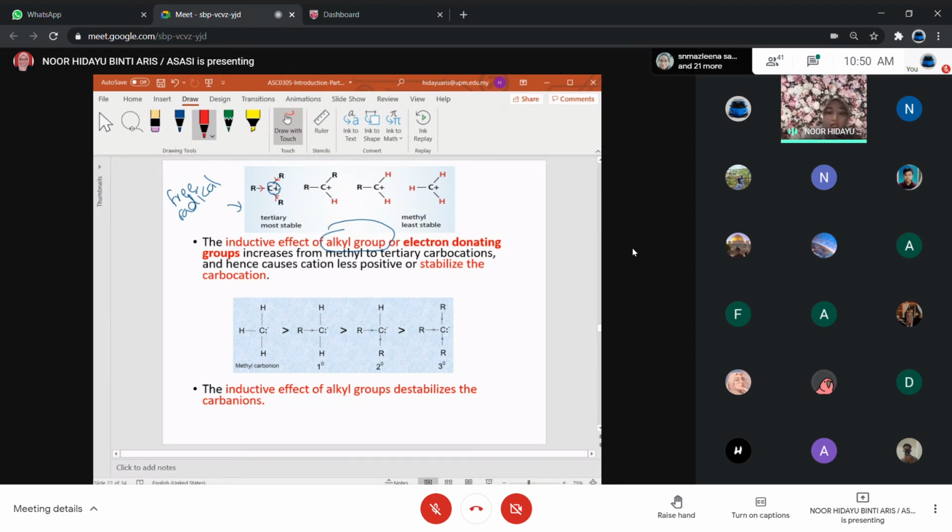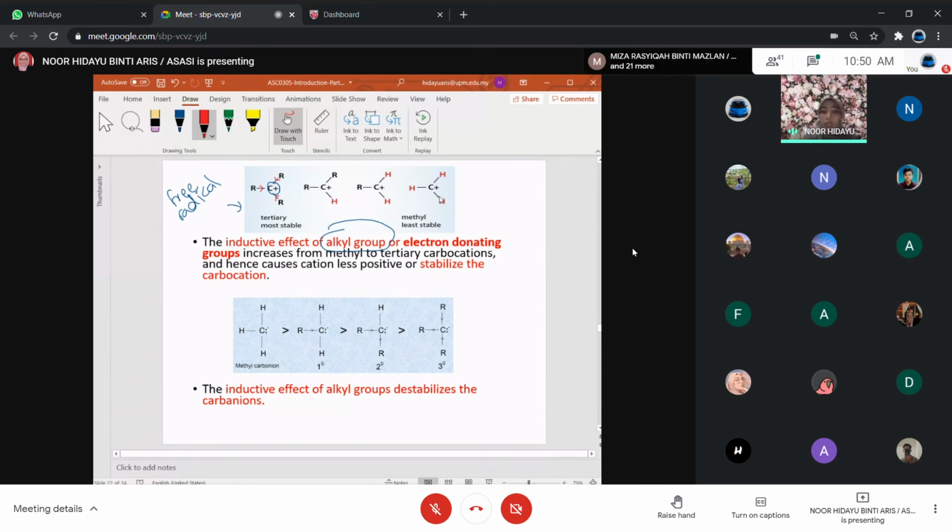Kalau carbon dekat tengah ni positive charge, tak cukup elektron, and then dia bonded dengan R yang akan derma elektron dia. So what happen to this carbocation? Dia punya positive charge ni akan jadi less positive. And then it will stabilize the carbocation. So the whole structure of the tertiary will be more stable compared to methyl.